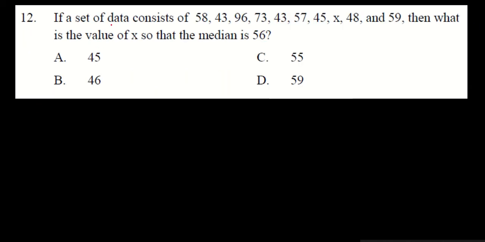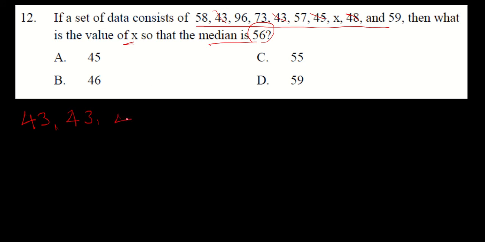Okay, question number 12. It says the set of data, and the data are given to you here. What is the value of x if the median is 56? The median means the middle term. First of all, the data must be arranged in order. The smallest number you see here is 43. Then 43 repeats itself, so 43 is written 2 times, 43, 43. Then what comes? 45, 48.